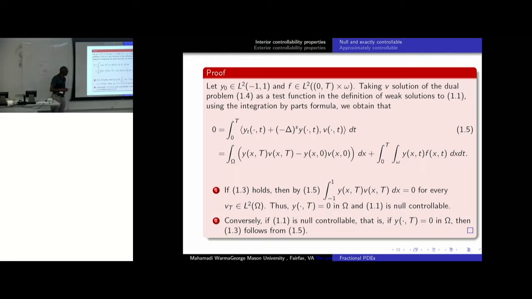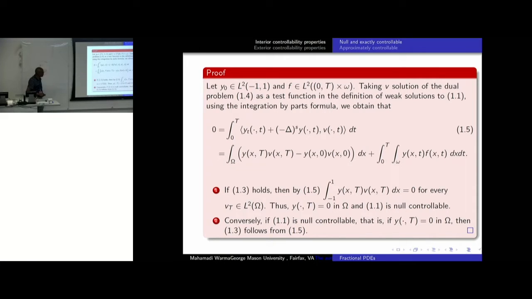How do we see it? Let's give the idea of the proof. You take v, the solution of the dual problem, as a test function in the definition of weak solution. When we defined the finite energy solution, we took v as a test function there and made the integration by parts. Here is the duality map between H minus s and H s zero. You integrate in time and in space. You will get y of x,t times v of x,t minus y of x,0 times v of x,0 plus this one is equal to 0.